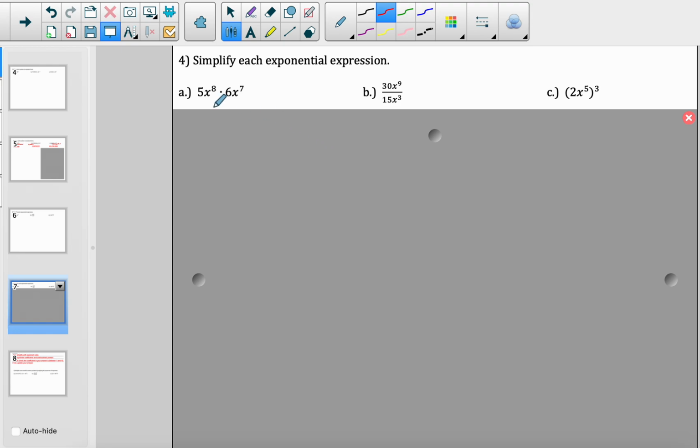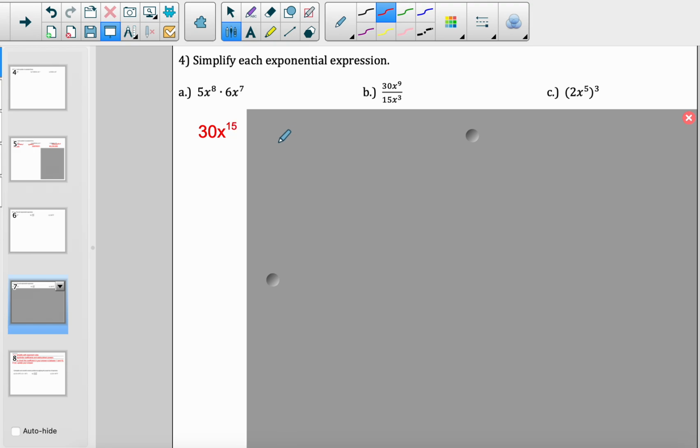Okay, so hopefully you had some time there to check these out and try them. And notice that 5 and 6, those are coefficients. 5 times 6 is 30. We have x to the 8th and x to the 7th, two bases that are the same. 8 plus 7 is 15.